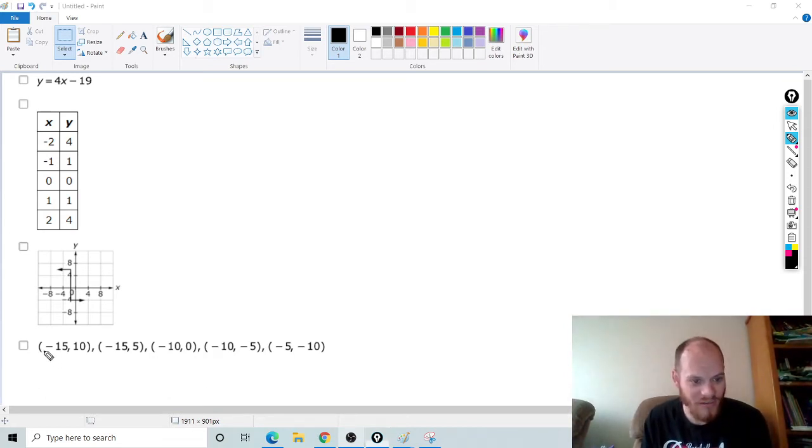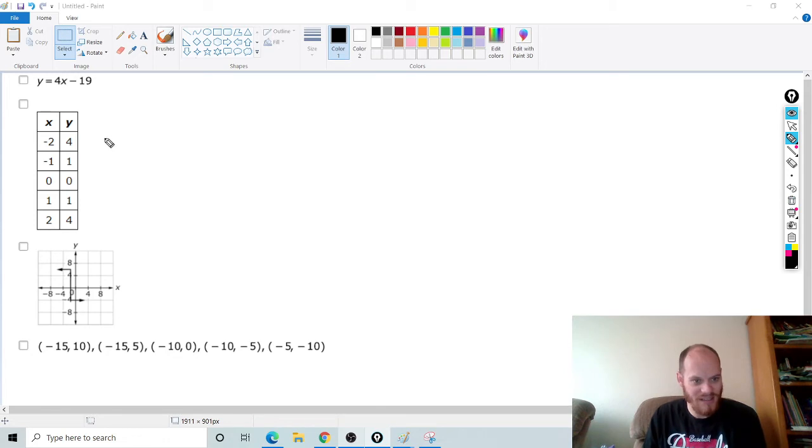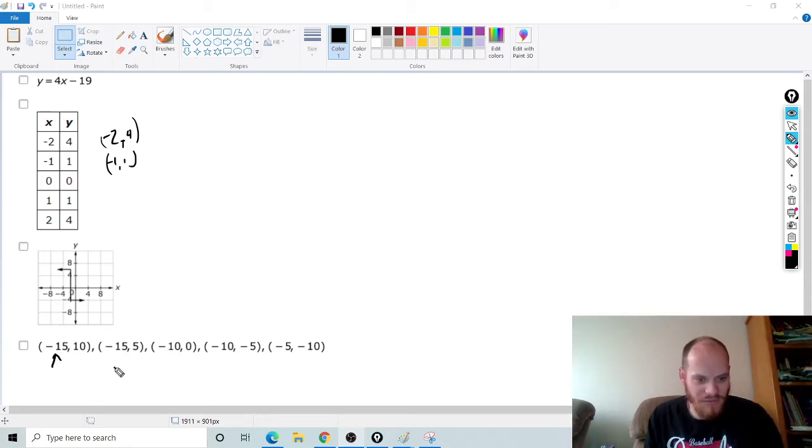Hopefully you're looking at it and noticing it's ordered pairs. Well, ordered pairs are the same as a table, really, right? This is technically negative 2, 4. This is negative 1, 1, right? Same thing. So we're looking for duplicates. We'll notice negative 15, negative 15.